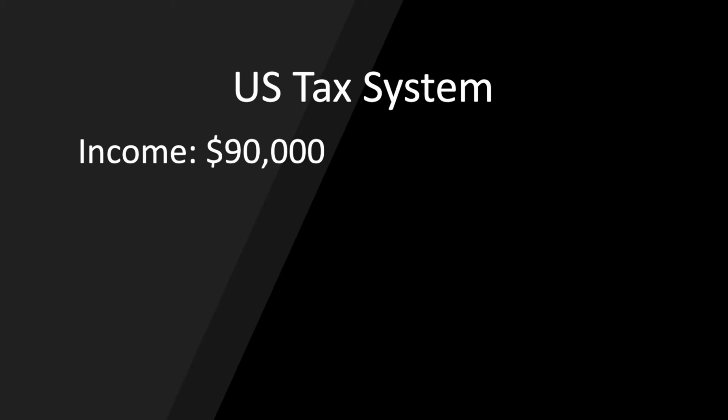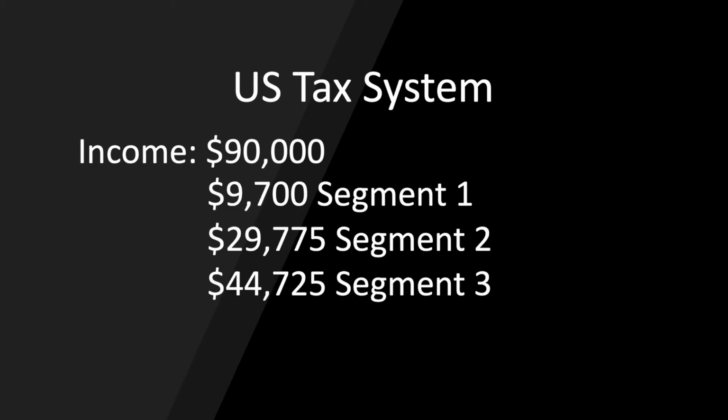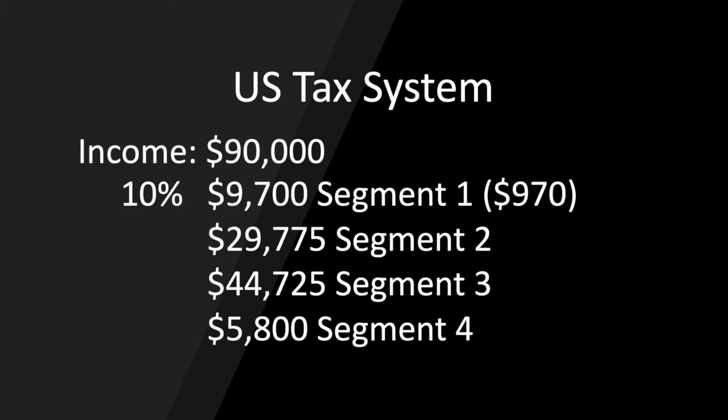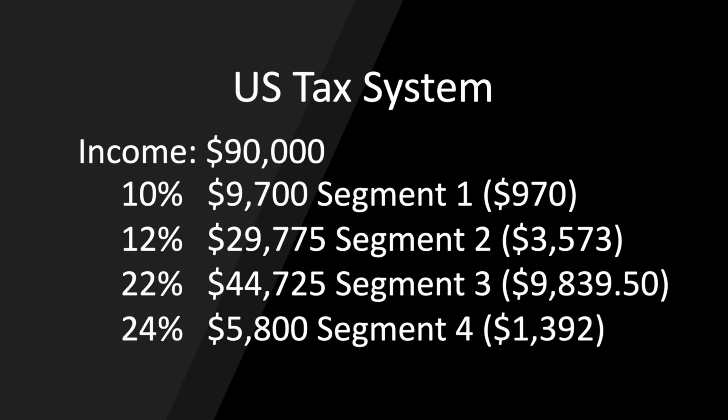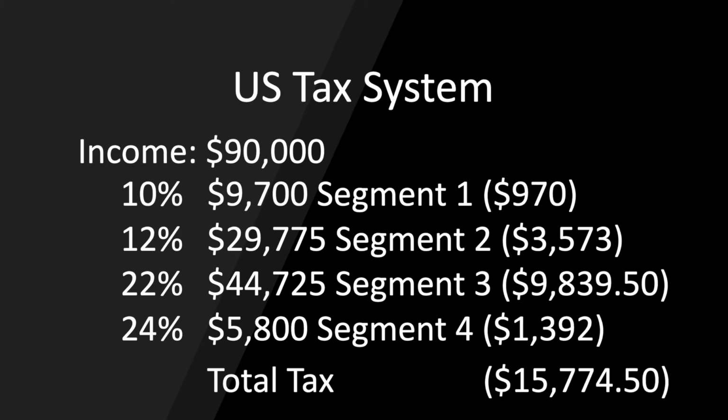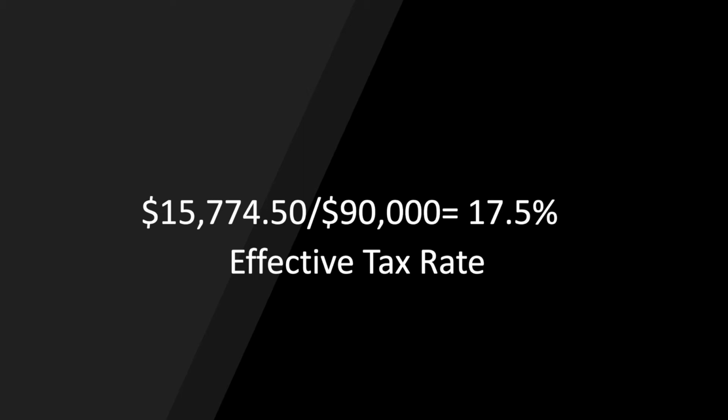For example, if you earn $90,000, that $90,000 will be split into 4 different segments. The first amount will be taxed at 10%, the second amount taxed at 12%, the third amount taxed at 22%, and the fourth amount taxed at 24%. So if we add up the tax paid on the amounts, we come up with a total of $15,774.50. Now, if we take that total tax and divide it by our initial income, we end up with a 17.5% average or effective tax rate. So even though $90,000 would put you in the 24% marginal tax bracket, you would only be paying around 17.5% on your total income.